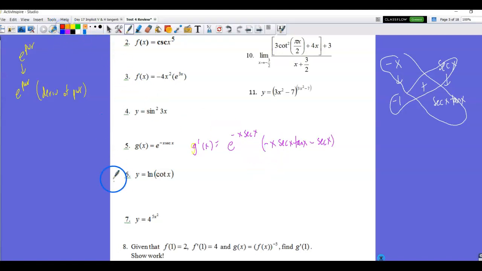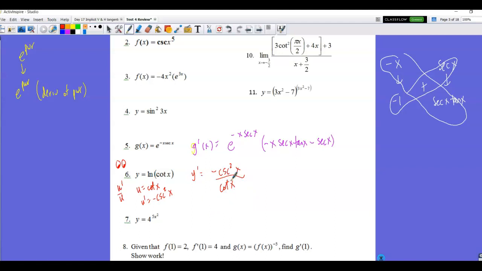In number 6, when I use my math eyes, I hopefully see ln of something. The derivative of ln is u prime over u. In this case, the inside function u is cotangent x, and u prime, the derivative of a co, is negative, so negative cosecant squared x. So if I do u prime over u, I will get y prime is negative cosecant squared x over cotangent x.